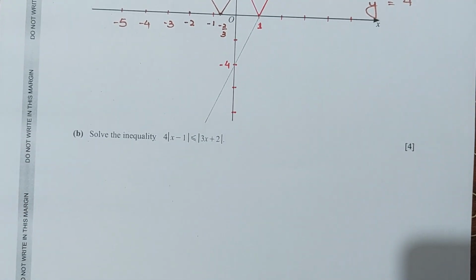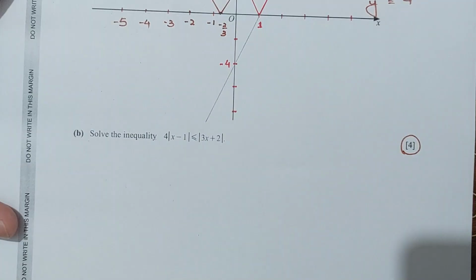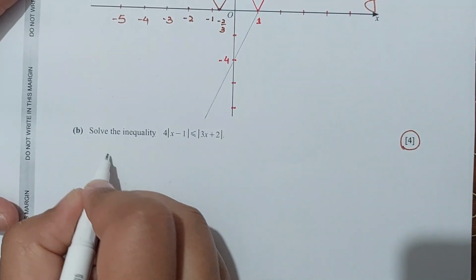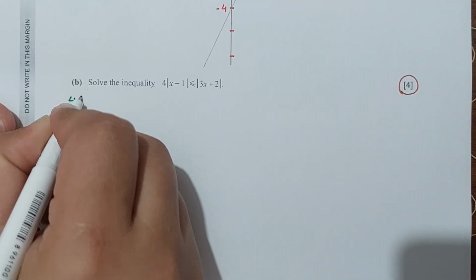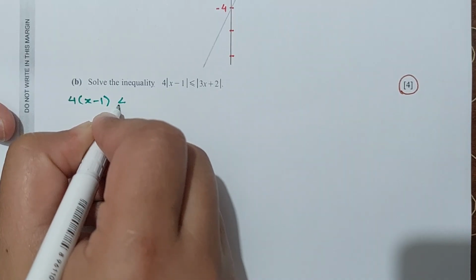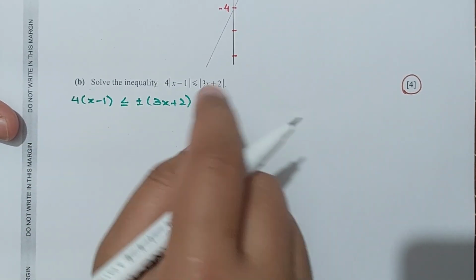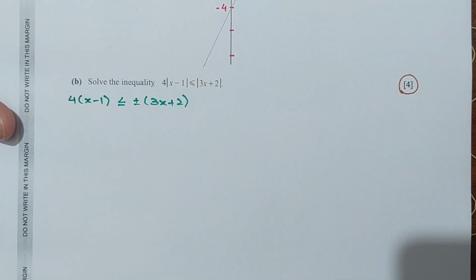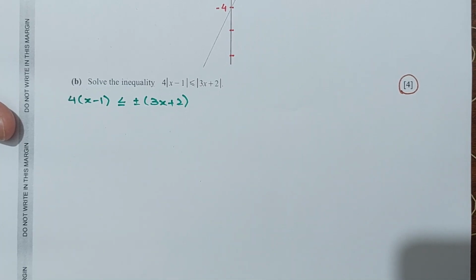Now for part B, solving the inequalities. You have to solve the inequality. It is a 4-mark question without using the graph. You have to solve this inequality. Let's see. So we can say 4 into x minus 1 is less than or equal to plus minus 3x plus 2. We have to remove the absolute sign. And whenever we are removing the absolute signs on both sides, we have to replace it with the positive and the negative sign, right?